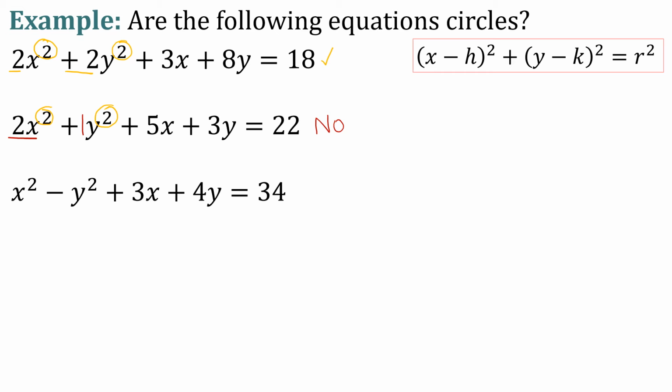Let's look at the third equation. X squared minus y squared plus 3x plus 4y equals 34. First question, are my x and y both squared? Yes, they are. I see an x squared and a y squared. Second question, do my x and y match? Do they have the same coefficient? I have a 1x and a negative 1x. They're the same coefficient, but they have opposite signs. Therefore, this is a no. This is a no because they have opposite signs, because x is positive and y is negative.